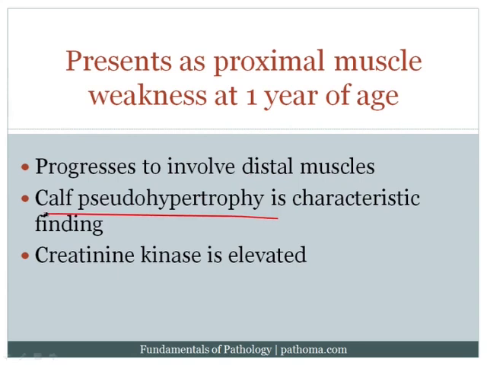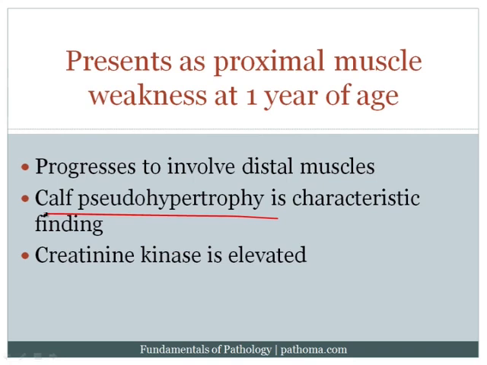So at about 1 year of age, the child is learning how to walk. Now when the child is learning how to walk, at the same time, the proximal muscles are going to start becoming weak. When the proximal muscles become weak, the child is then going to put more force on the calf muscle in order to walk. And as they put more force on the calf, the muscle is going to undergo hypertrophy.